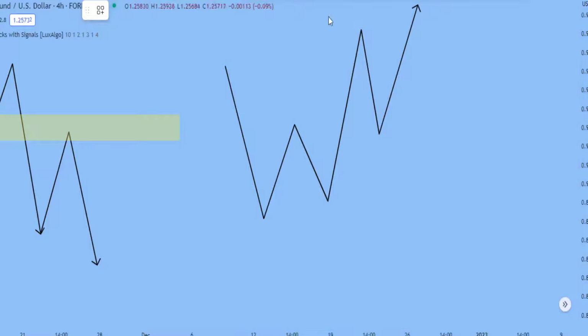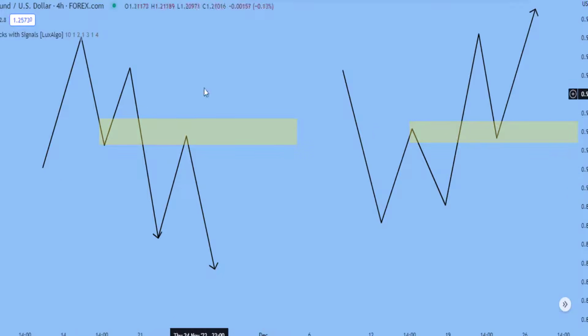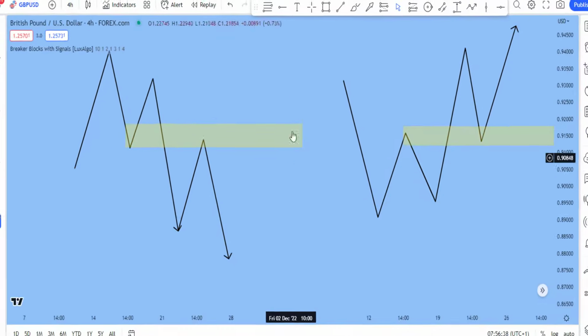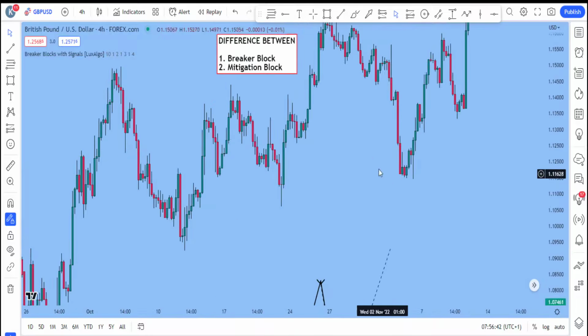So this is exactly what we call a bullish mitigation block. This is a bearish mitigation block. Okay, I hope this sketch is important enough for you. And then let's go back to our chart and see how we can spot this on a literal chart.